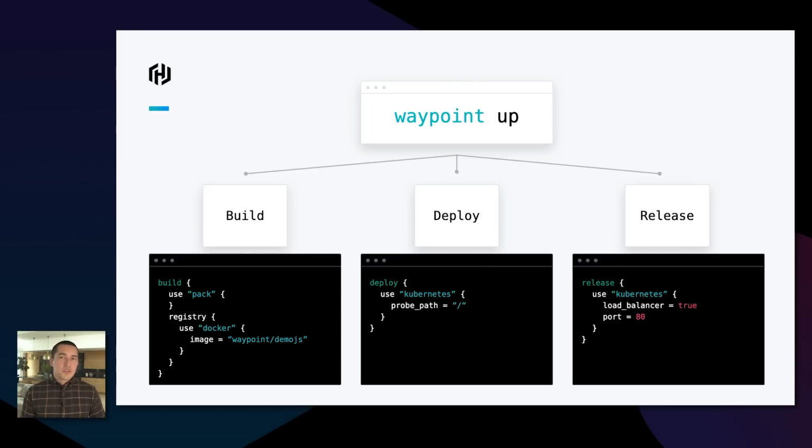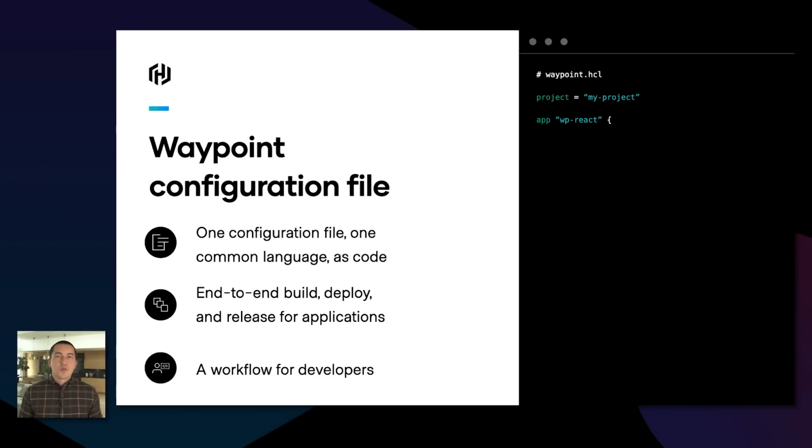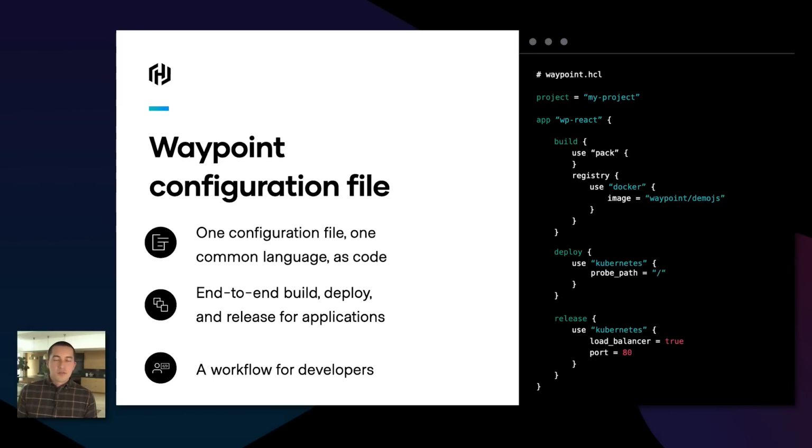We take each of these configurations and we put it into a single Waypoint configuration file. So seeing this example here, we would put in the build phase, the deploy phase, and the release phase. By putting it all in one file, you could reference this one file to know the full logic and lifecycle of how that application gets to production.